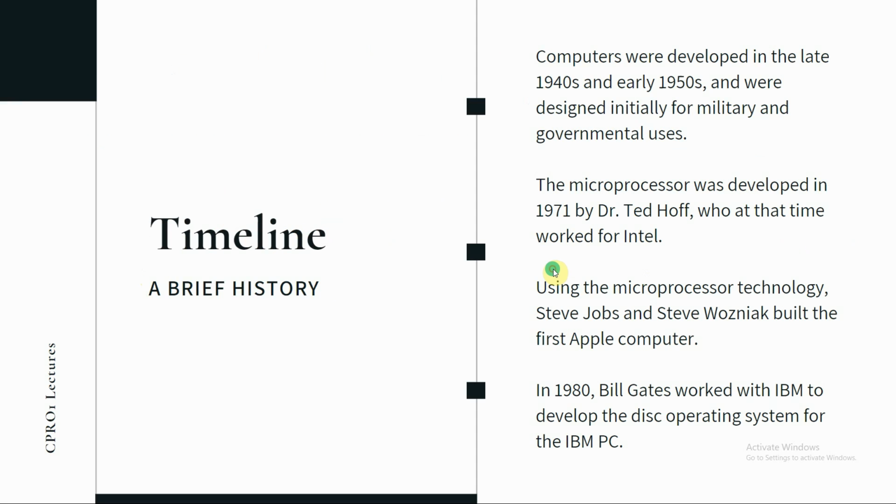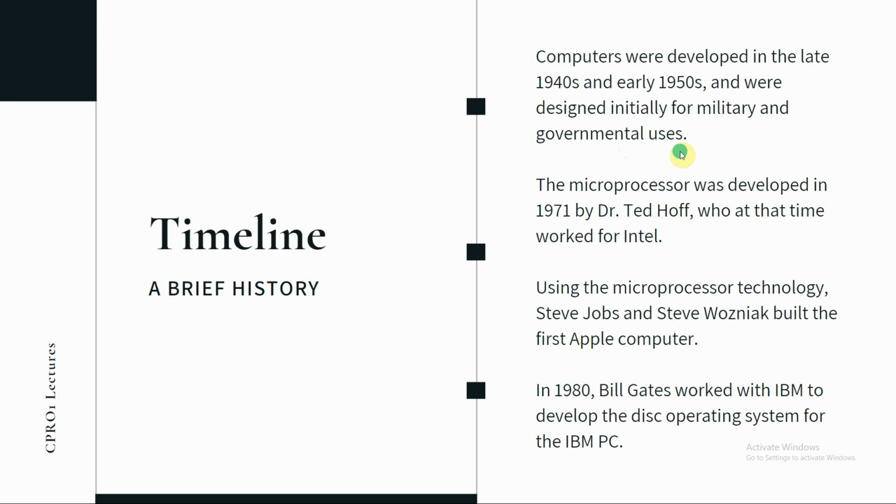So a brief timeline of a computer, of how it was discovered and developed. It started initially in the late 1940s and early 1950s, and was designed initially for military and governmental use. So basically, the US military defense was the first organization that was able to use the early versions of the computer, which was initially good for defense, and maybe for spying and any other military agendas of the government.